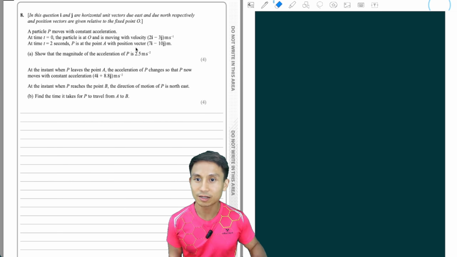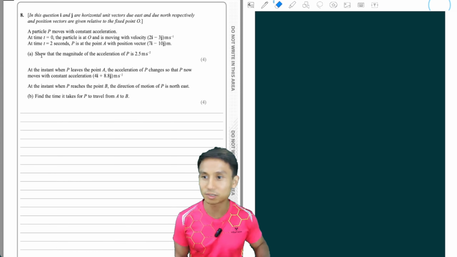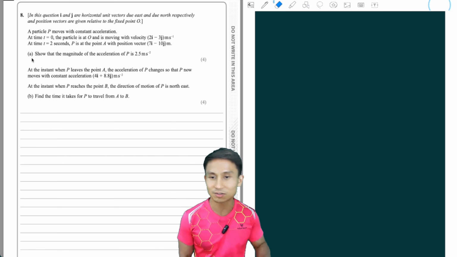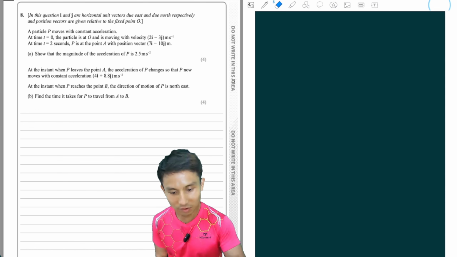So we get a position vector and a velocity vector. You've got to be careful, they're not the same type of quantity here. Part A: show that the magnitude of acceleration of P is 2.5. So we've got to be careful.